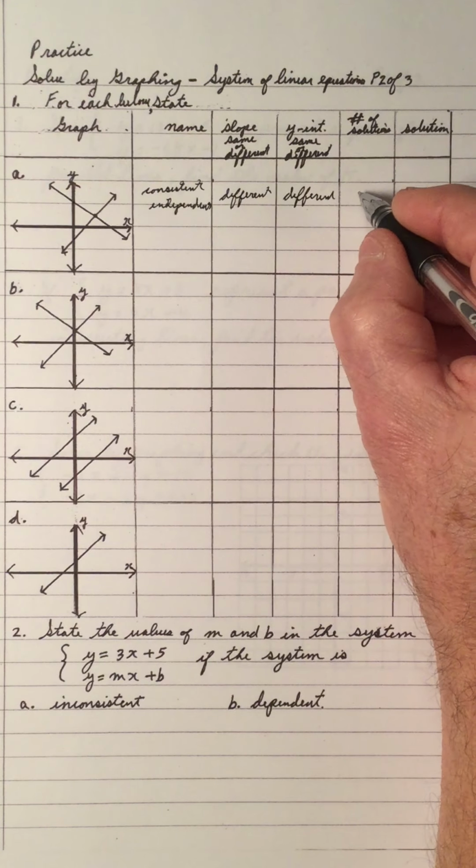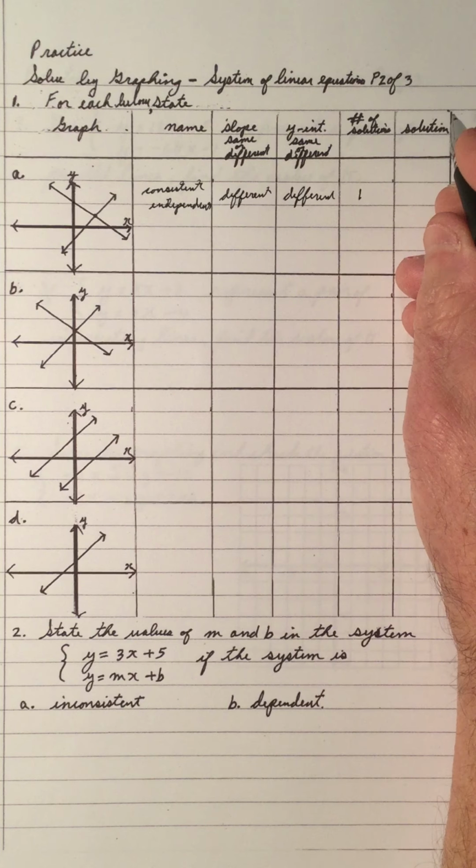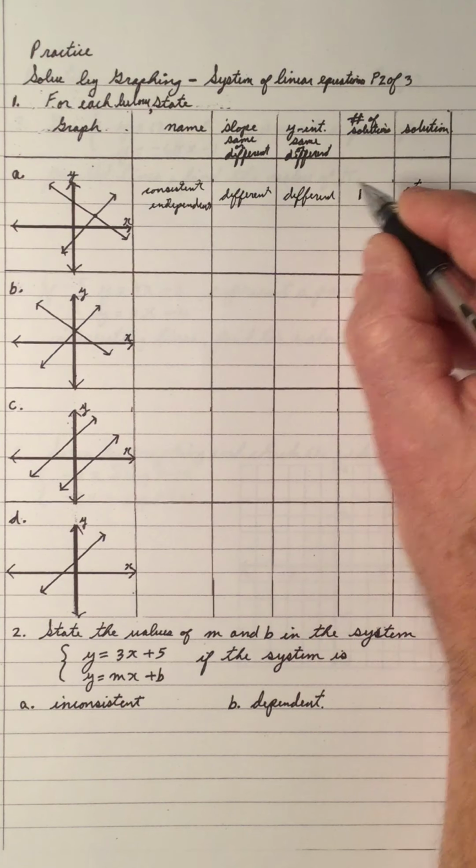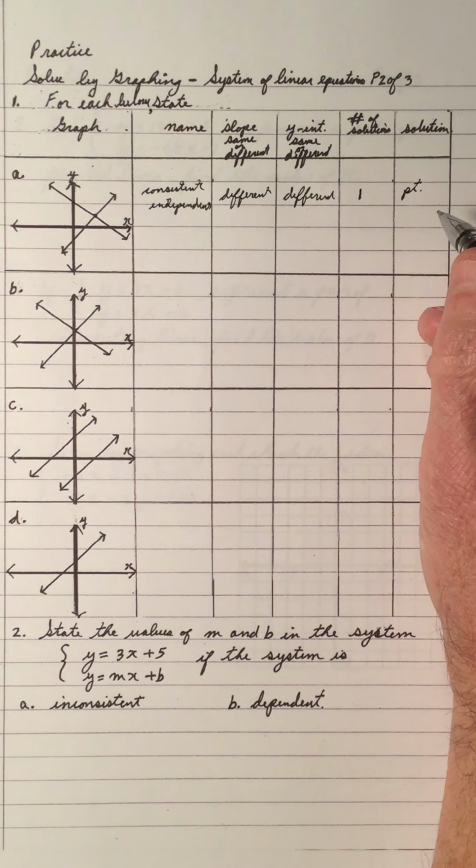And the number of solutions is 1. And the solution set, well, I'm just going to say it's a point. I didn't put any numbers, just saying it's a point.